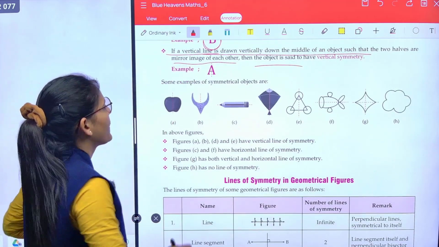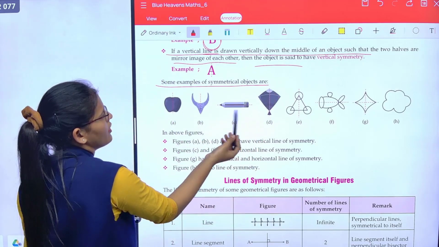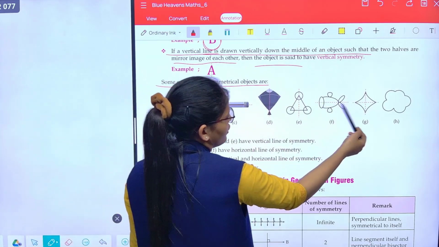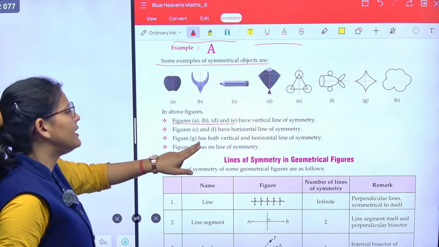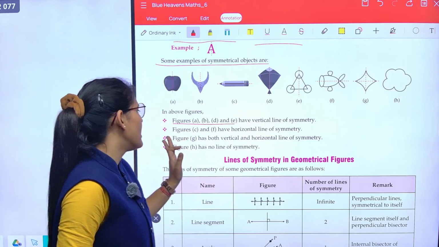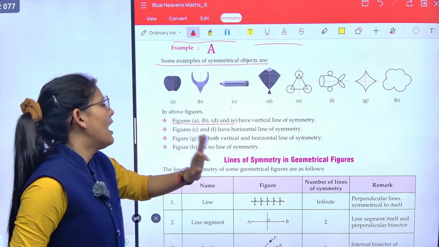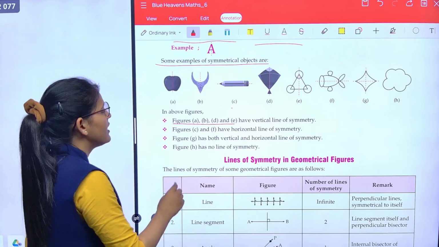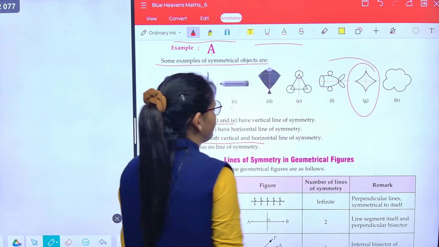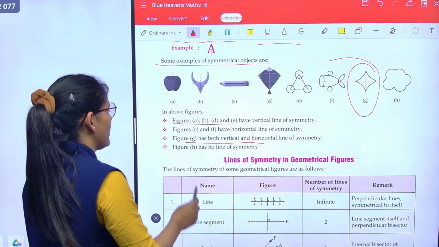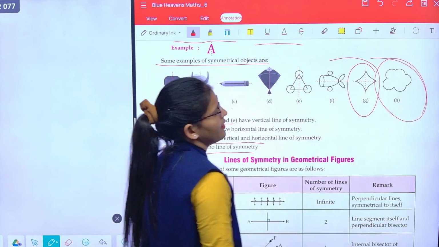Example A. Some examples of symmetrical objects, class: vertical, vertical, horizontal, vertical, vertical, horizontal, horizontal. Now, in the above figures, A, B, D and E have vertical lines of symmetry. Figures C and F have horizontal lines of symmetry. Figure G has both vertical and horizontal lines of symmetry. Figure H has no line of symmetry. Class, there is no line of symmetry in it.